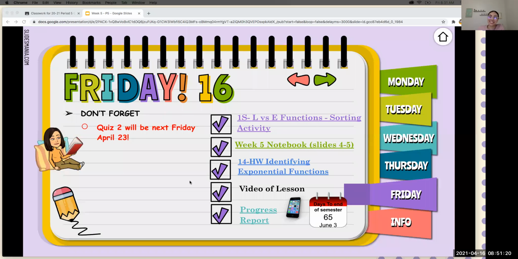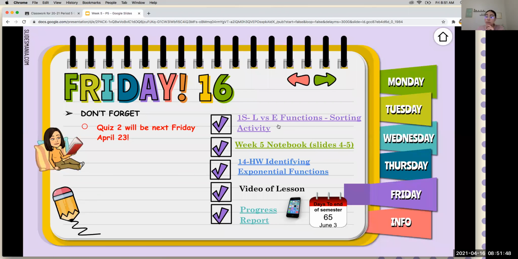There we go. All right, so what is it that we're doing today? We are going to be starting off with this sorting activity, which we'll go into in a bit. Right now, it's titled 1S because it's a sorting activity, and you're going to be getting a lot more of these going forward since we are trying to determine the difference between linear and exponential functions. We're going to be sorting things into a linear function or exponential function. That is the first thing.